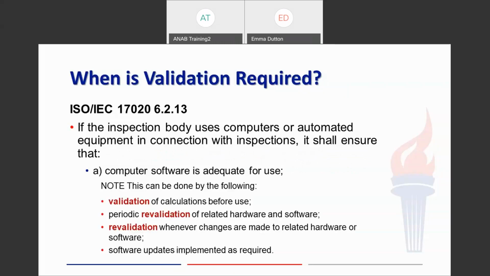It says if the inspection body uses computers or automated equipment in connection with inspections, it shall ensure that computer software is adequate for use. And then in the note, it talks about how that can be done. How can you determine that that computer software is adequate? You can validate the calculations before you use them. You can have periodic revalidation of the related hardware and software, or you can revalidate whenever there are changes that are made to the hardware or software. So this is the one place where it talks about validation in 17020 regarding computers or automated equipment.